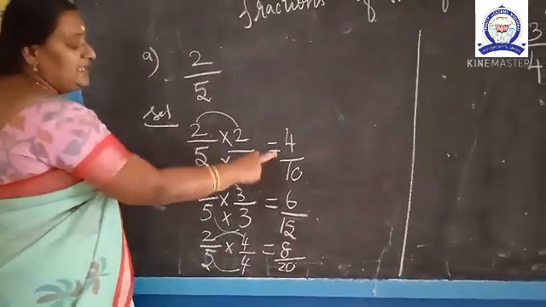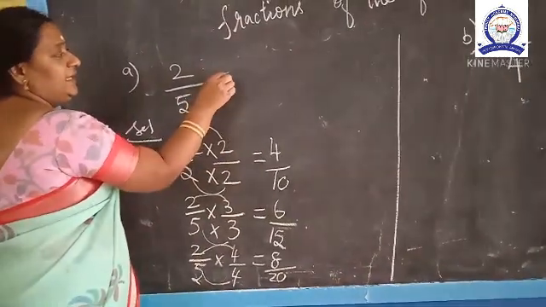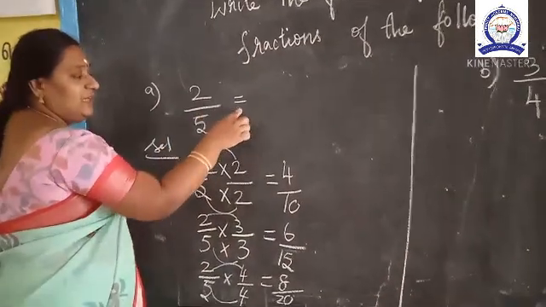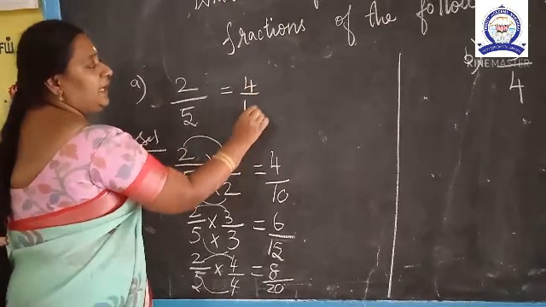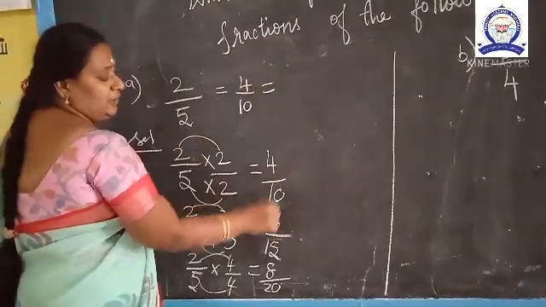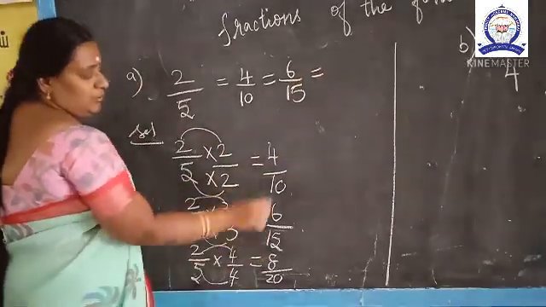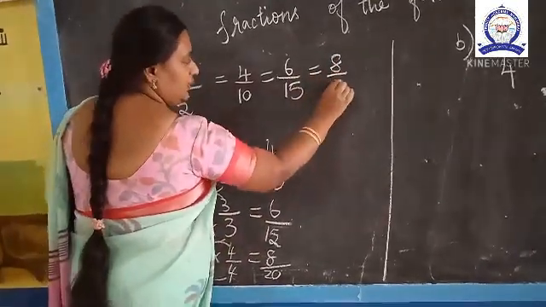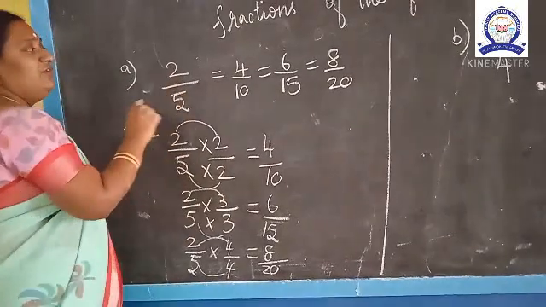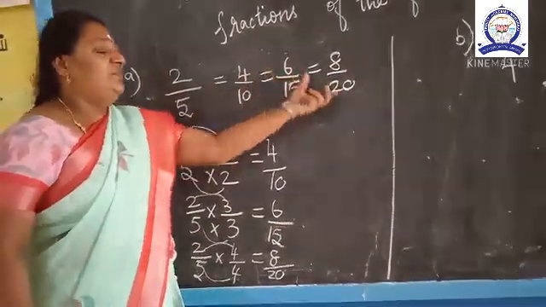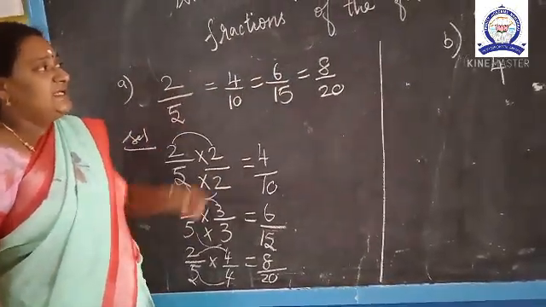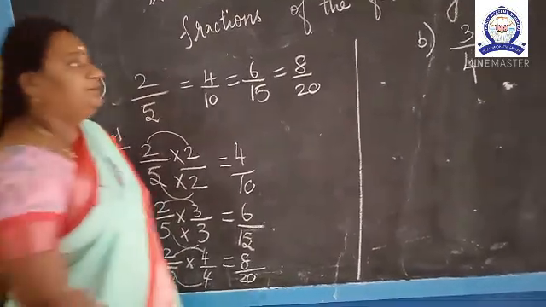I am writing the 3 equivalent fractions of 2 by 5 here. 2 by 5 is equal to 4 by 10, that is equal to 6 by 15, that is equal to 8 by 20. So the first 3 equivalent fractions of 2 by 5 are found. This is your answer.